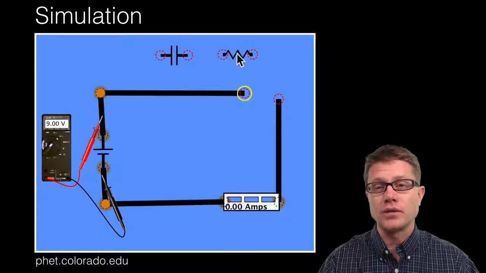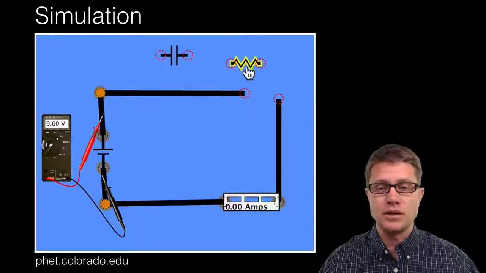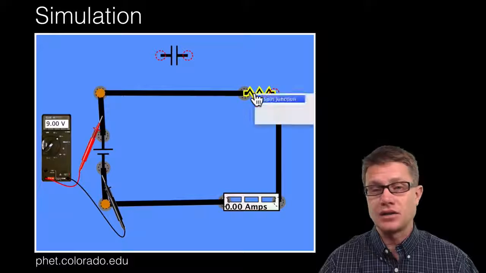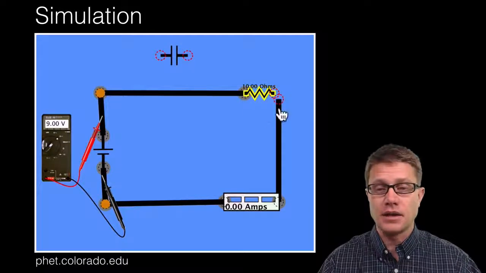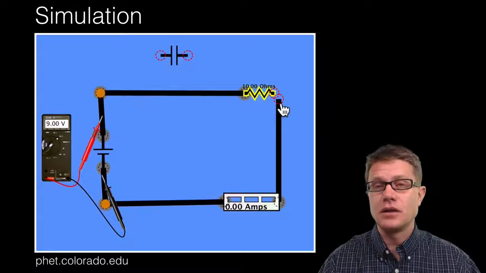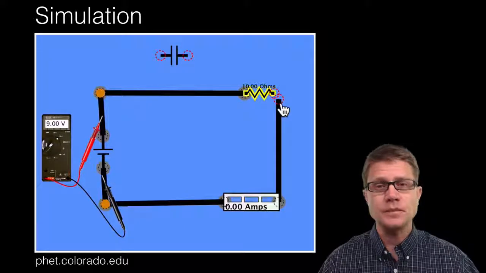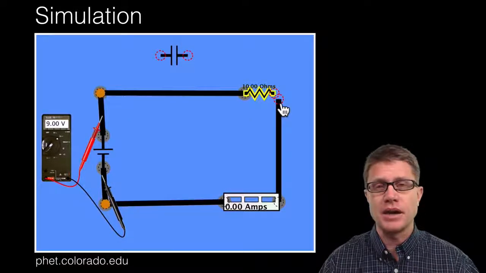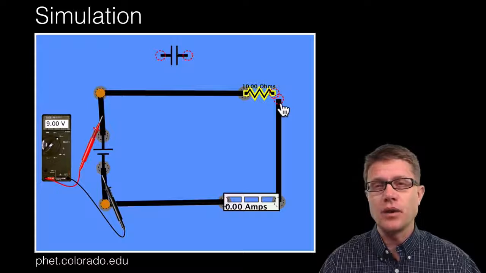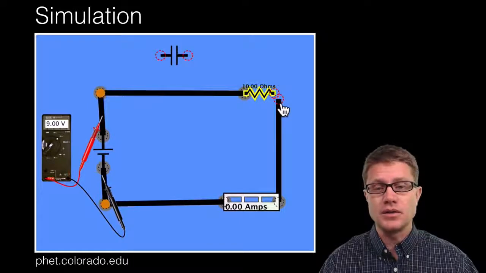And now let's put one of those first elements in. We're going to put a resistor in here. Remember, that's going to slow the movement of that current. And let's say that this is a 10 ohm resistor. So could you figure out, before we connect that resistor into the circuit, what's going to be the current in the circuit?